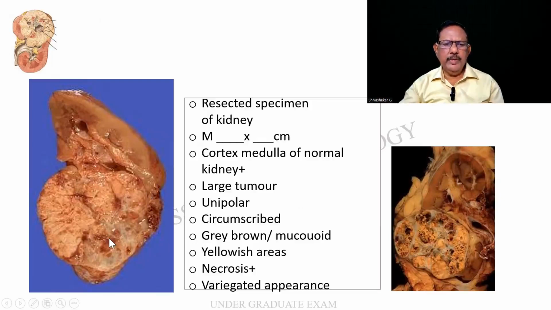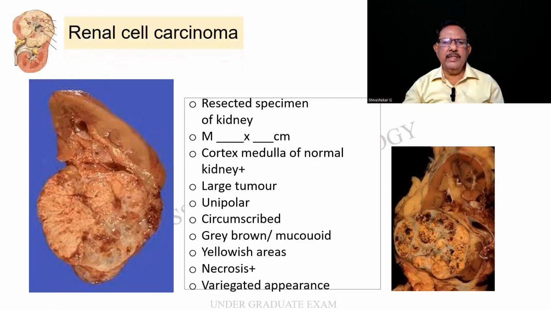Gray-brown, it contains mucoid material. And there are some yellowish areas also. Necrosis can be present and altogether constitute a variegated appearance. This is another specimen showing similar features and the diagnosis is renal cell carcinoma.